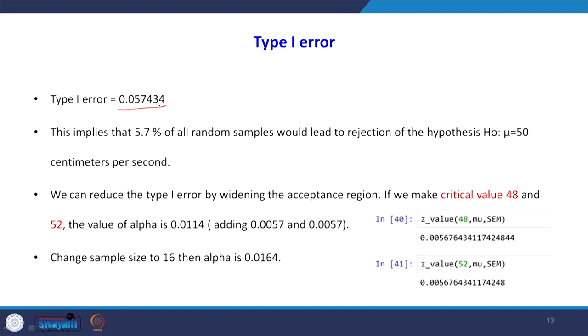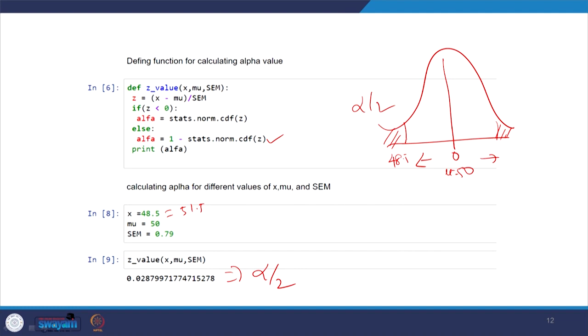One possibility is by widening the acceptance region. What is widening the acceptance region? If you make the critical values 48 and 52, what will happen? Suppose this is currently the acceptance region. Now it is 51.5. So, now you make the right hand side 52 and the left hand side 48. So, what is happening? The acceptance region is widened.